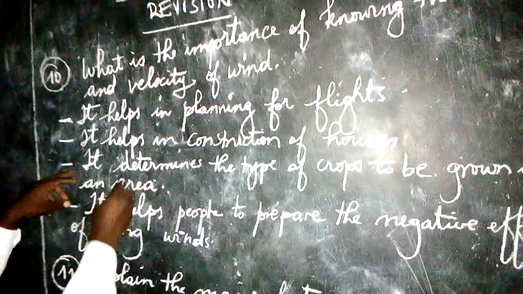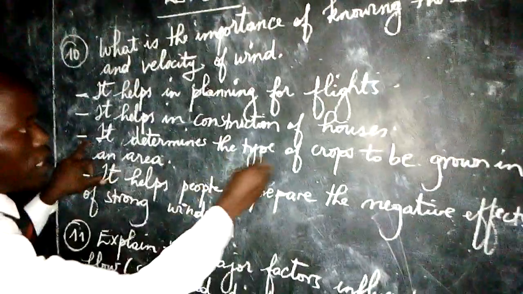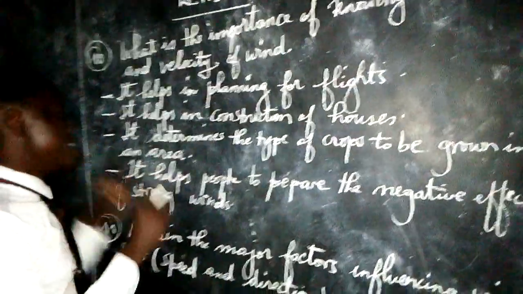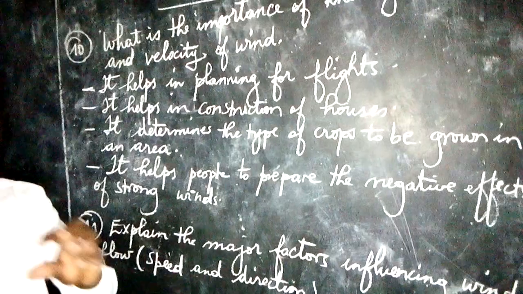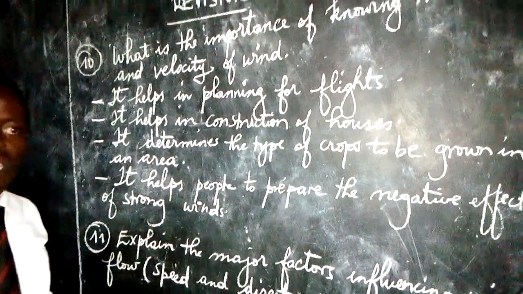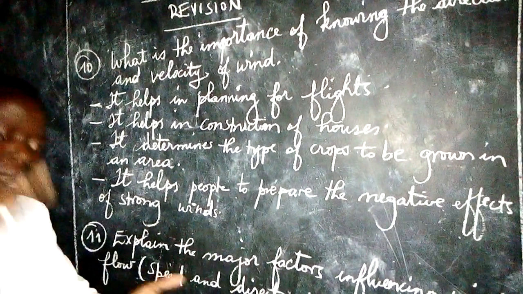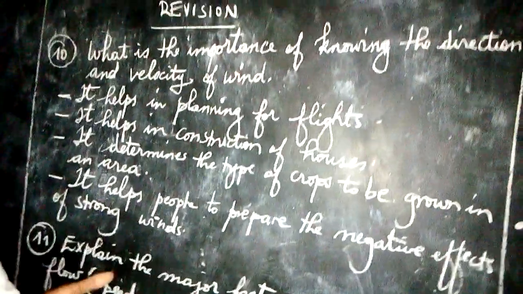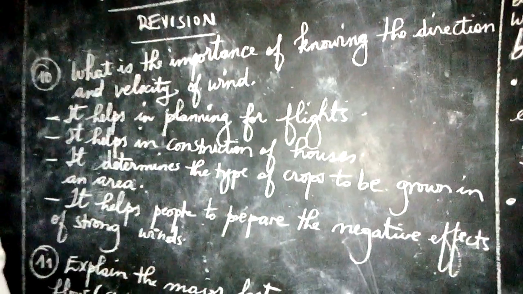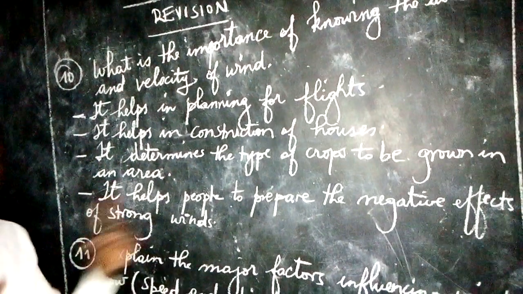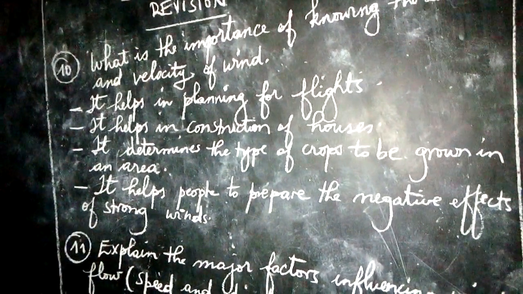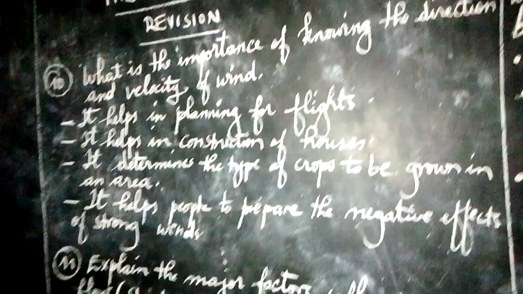Next, it determines the type of crops to be grown in an area. Knowing the direction and the velocity of a wind in a given place will help you decide which type of crops to grow, whether crops which do not grow at a high level or the shortest ones. This depends on the velocity and strength of winds and even direction.